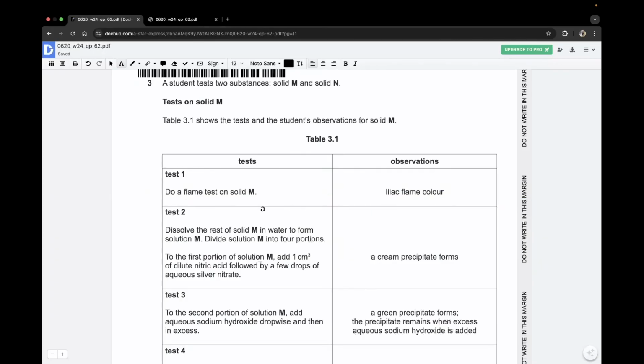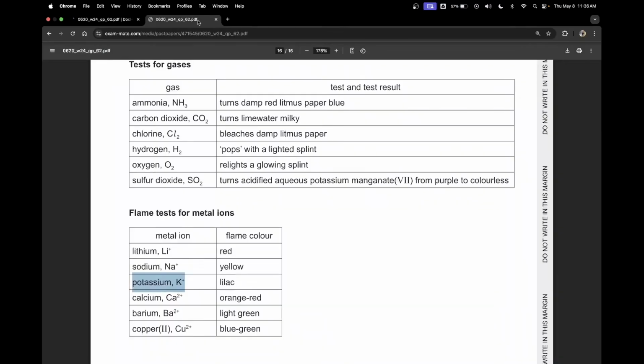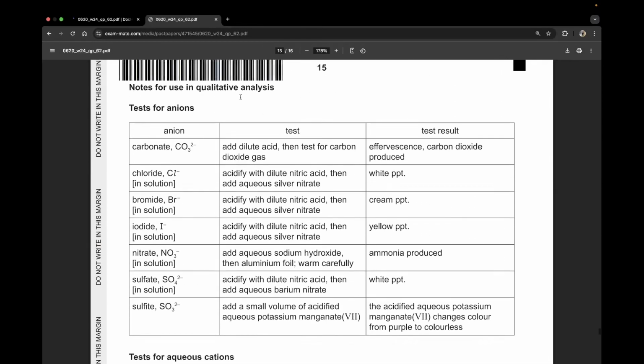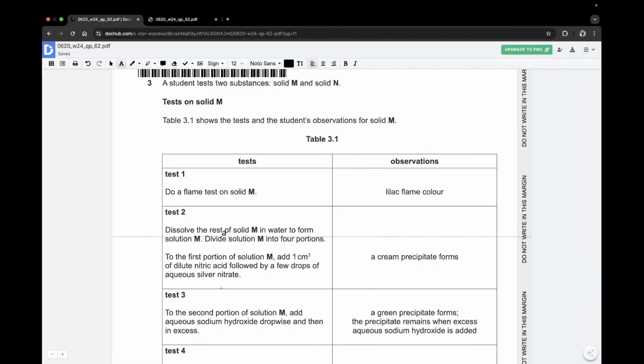First portion of solution M, add 1 centimeter cube of dilute nitric acid followed by a few drops of aqueous silver nitrate. So what exactly is this then? Aqueous silver nitrate, that would be the test for anion, and since it is a cream precipitate, that means bromide is a part of the solution as well, so keep that in mind.